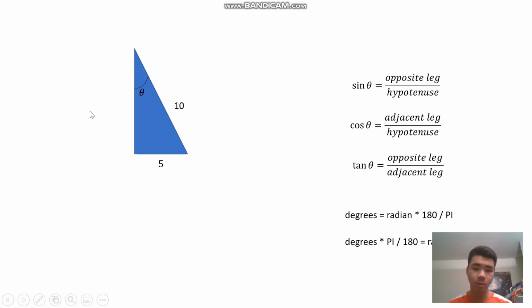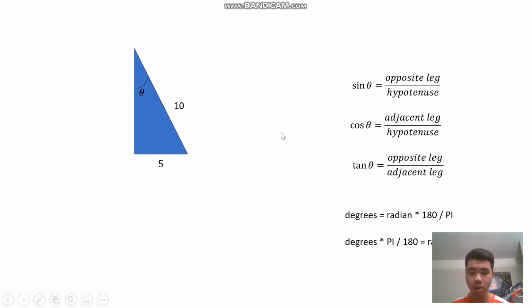Now for our second example, we have this triangle over here, and instead of having an unknown side, we have an unknown angle with 2 sides. But the process is still pretty much the same. First things first, we have to figure out which one of these 3 equations we want to use. Now, as you can see, I have the hypotenuse and I have the opposite leg. Remember, this is the opposite leg because it is the leg that is not touching the angle. We don't have the adjacent leg, which is the leg that is touching the angle. So I can see that cosine has an adjacent leg and tangent also has an adjacent leg. So I'm going to be using sine.